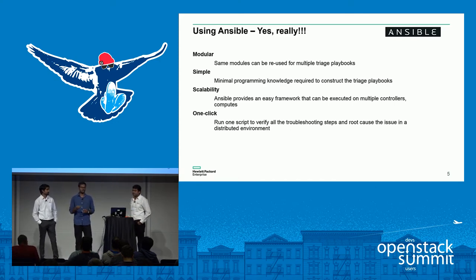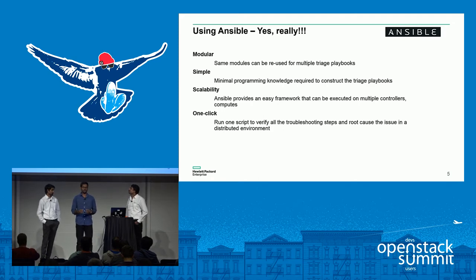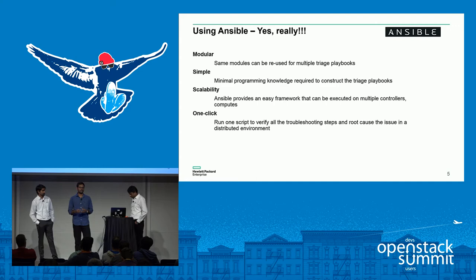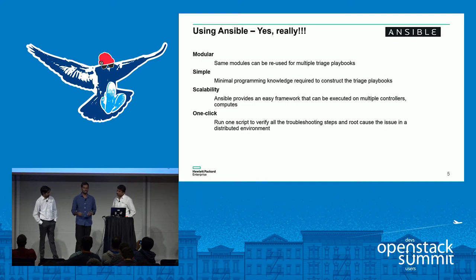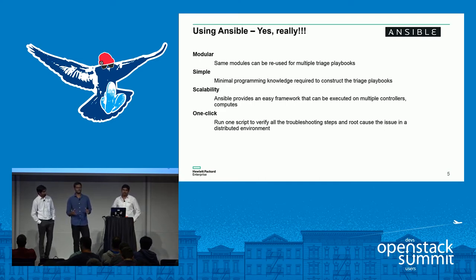And it is very simple to create a playbook with minimal programming. So even an administrator or a testing engineer can create their own playbook based on the troubleshooting flow and try to find exactly where the problem is. And for a distributed system like OpenStack, Ansible is the best solution to find issues on multiple nodes. The issue can occur at any point of time on any node, so it's better to use Ansible to find it.